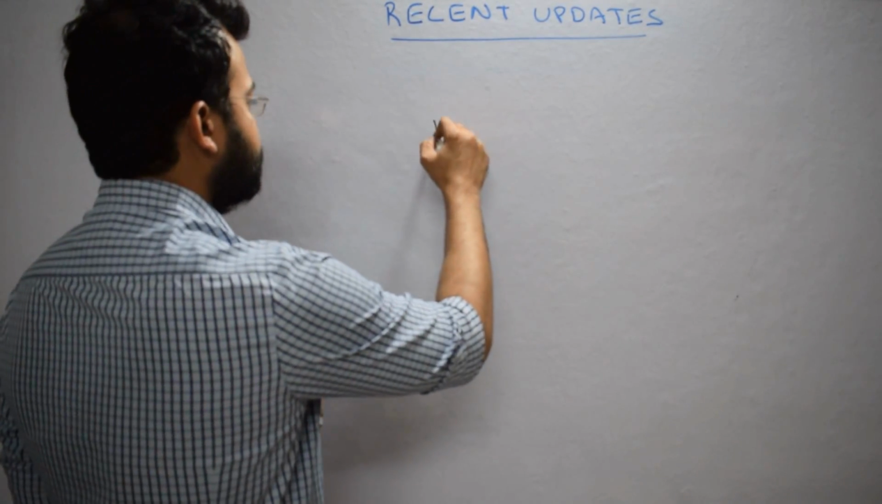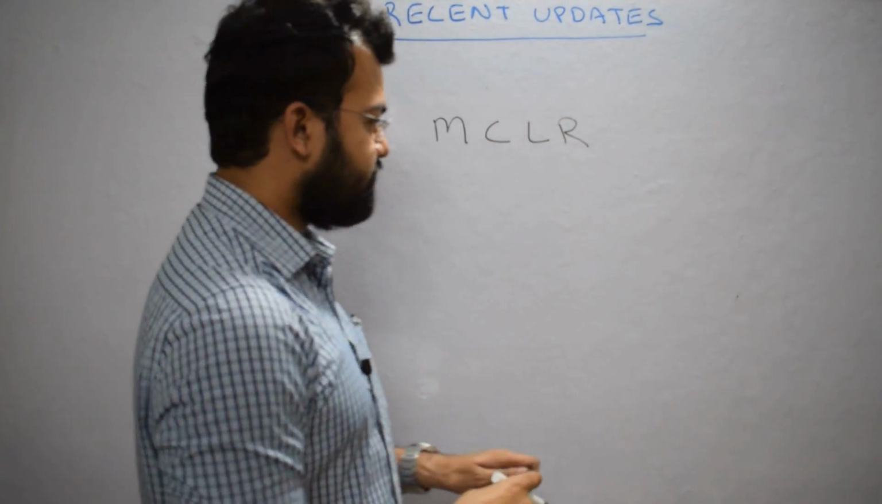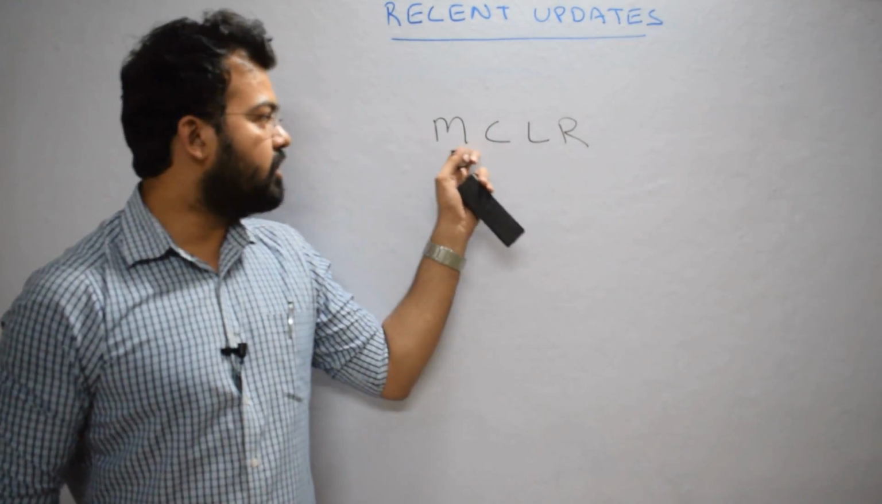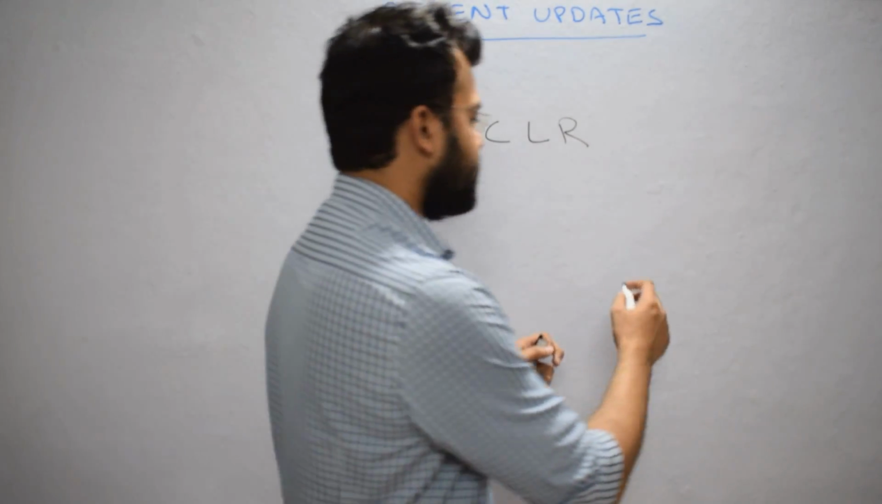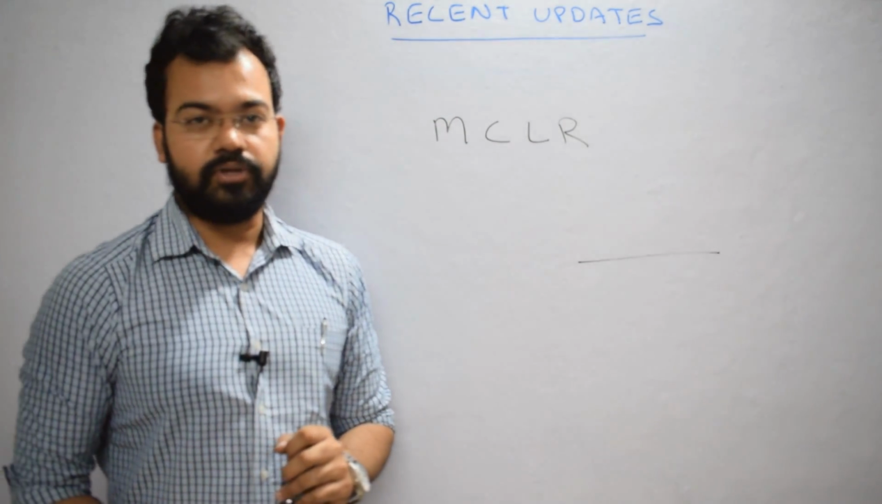So MCLR, an important factor for UPSC students and for banking students. MCLR is the marginal cost of funds based lending rate. It is a lower rate, or we can say a minimum rate, below which a commercial bank cannot lend to its customers.